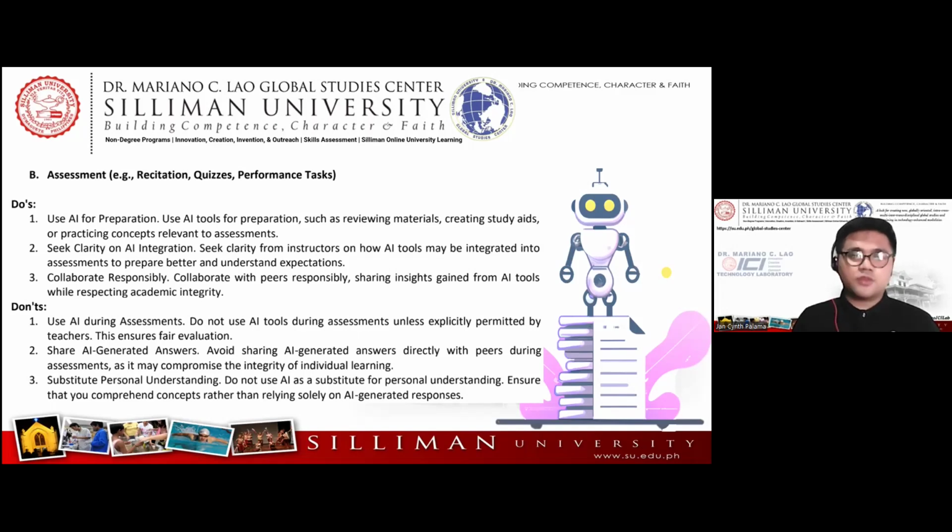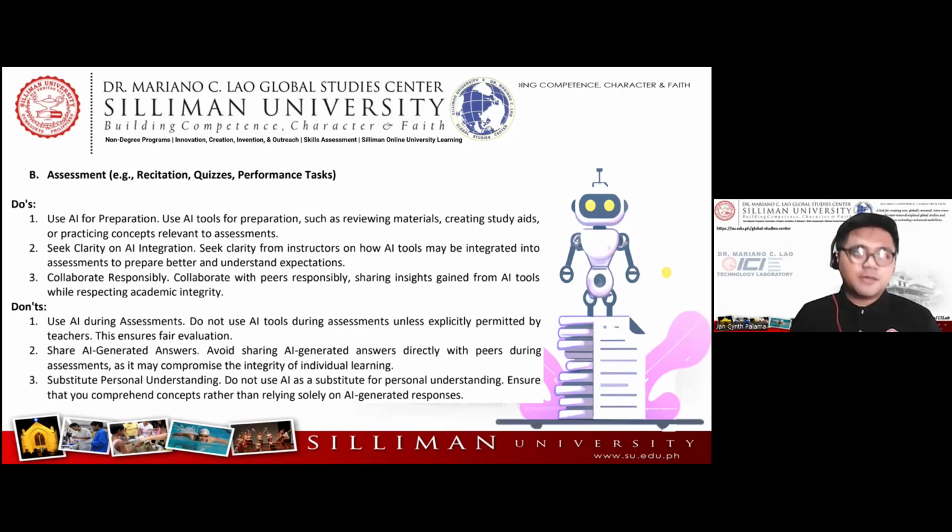Next, don'ts number two, do not share your AI generated answer. Avoid sharing AI generated answers directly with peers. That's why there is a need for collaboration in the third one, right? During assessment, it may compromise the integrity of individual learning. So avoid sharing AI generated answers. Just be confident of your personal inputs, personal experience, personal ideas, and takeaways from the question. And if there's a need for collaboration, then collaborate responsibly.